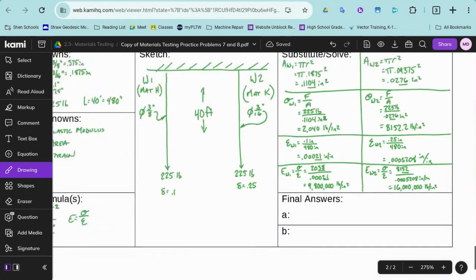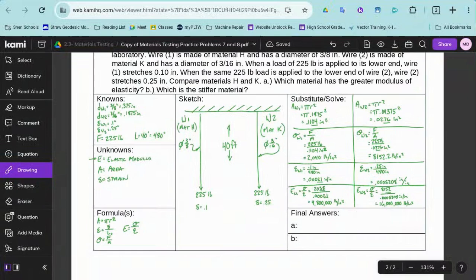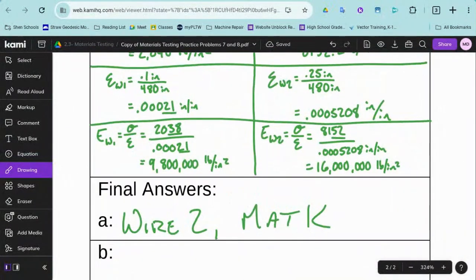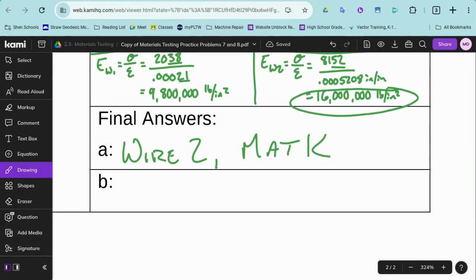So back to the questions. The questions were, which material has the greater modulus of elasticity? That was wire 2, material K. And part B, which is the stiffer material. The higher this number is, the higher the modulus of elasticity is, the stiffer the material. So again, wire 2 is the stiffer material.